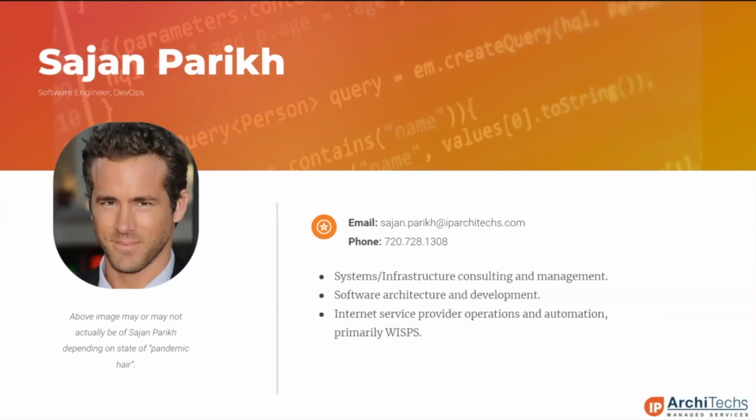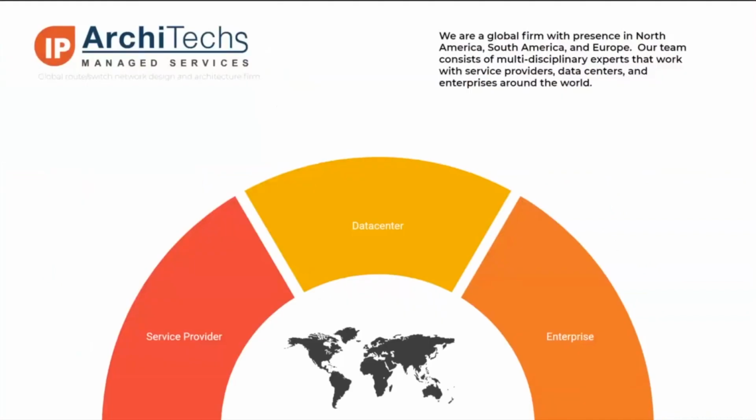Combining all that together, I think I've got a different insight for the small service providers out there in the world that can benefit from something like NetBox. A lot of my exposure comes from my work at IP Architects. IP Architects, in a two-sentence summary, is a global consulting firm. We do route switch network design and architecture. And we work with different sectors: service providers, data centers, and enterprises.